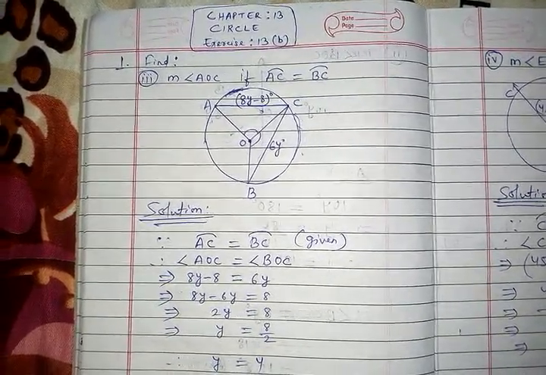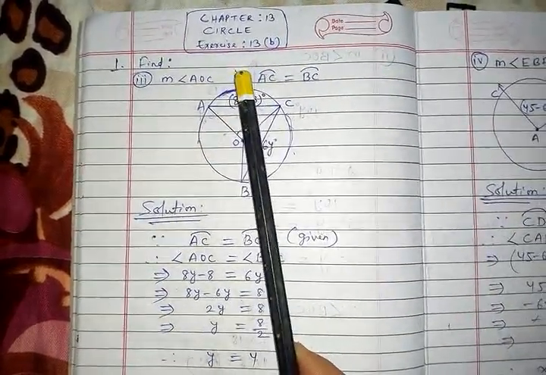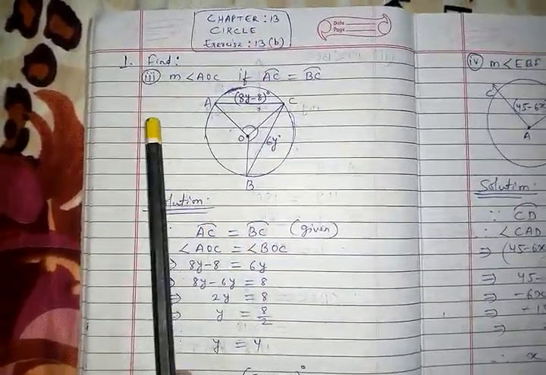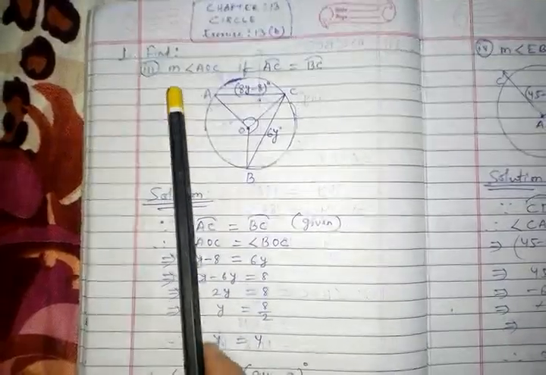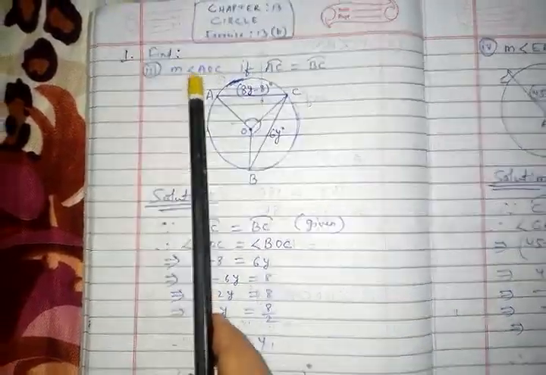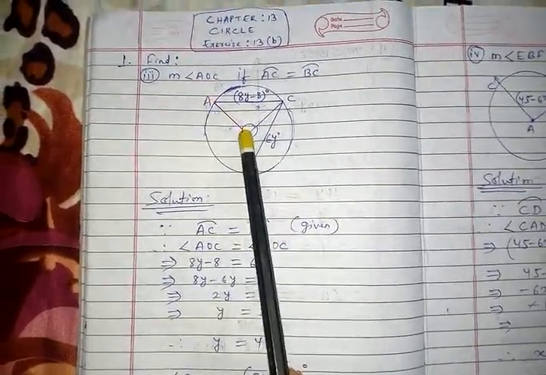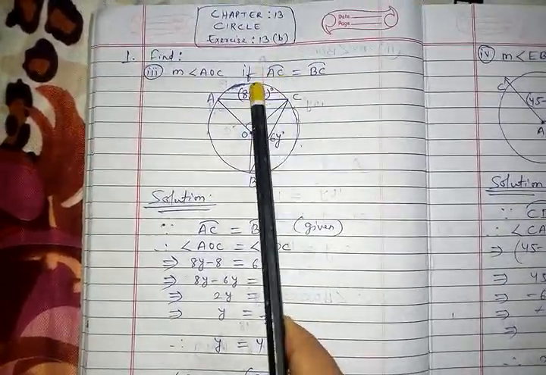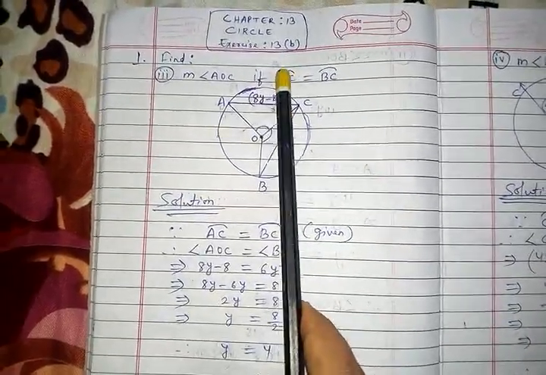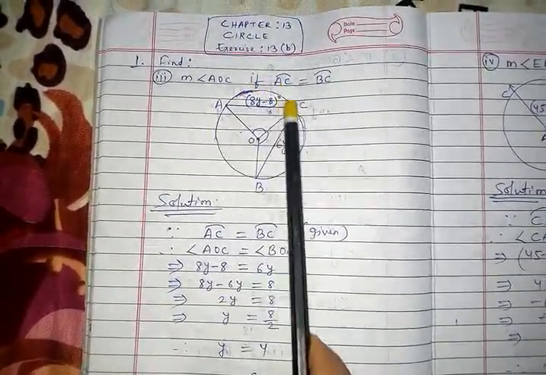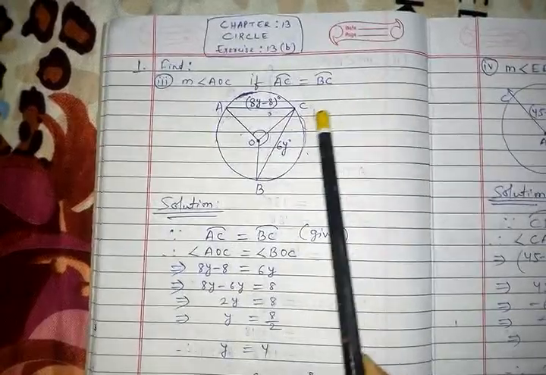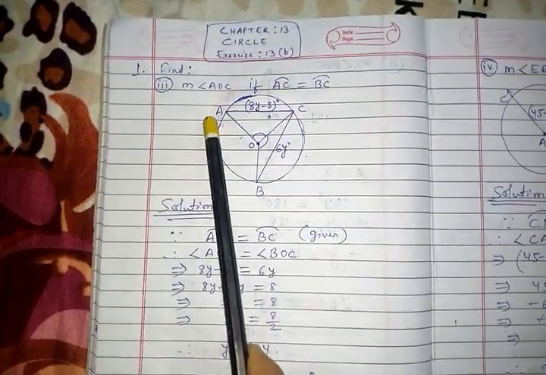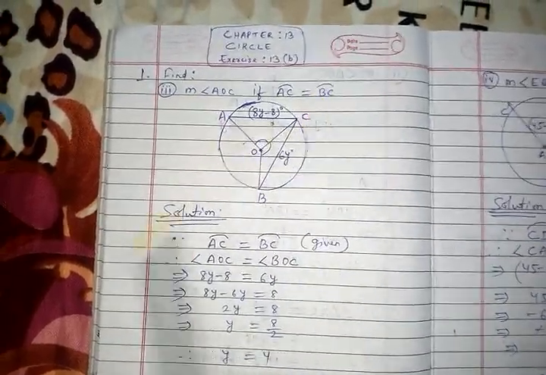Class 9 children, we have just begun exercise 13b of the chapter circle. So let us discuss question number 3 today. In question number 3 it says measure angle AOC. That means we have to measure this angle AOC, if arc AC is equal to arc BC. When these two arcs are equal, then find this angle AOC.